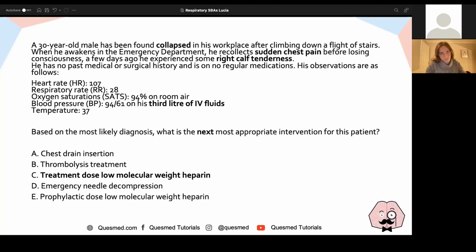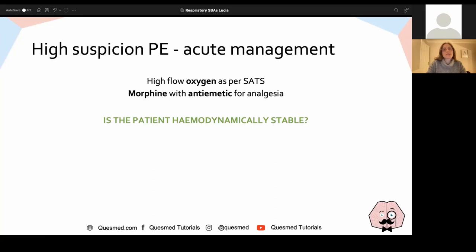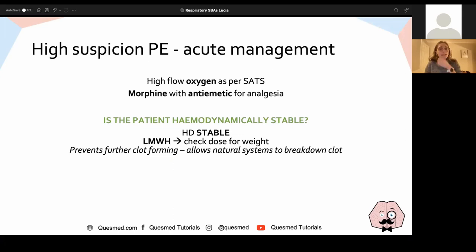So if you're thinking this is very likely to be a PE, these are the things you'd be looking out for, and this is how you'd manage it. You'd give high flow oxygen, depending on the saturations, so if they're hypoxic, obviously. They might need some significant analgesia with morphine and antiemetics. Not all patients need them, to be honest, but if you are going to give morphine, make sure you give some antiemetics with it. They can be very uncomfortable.